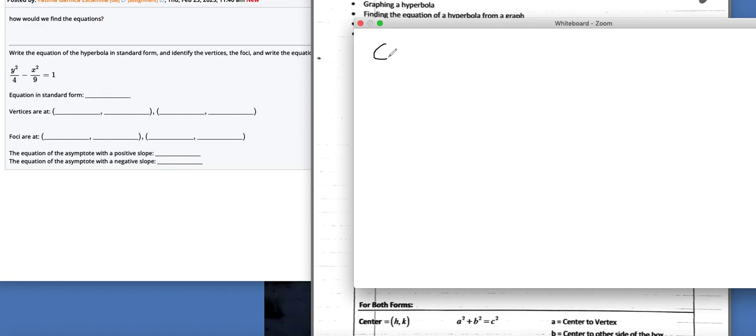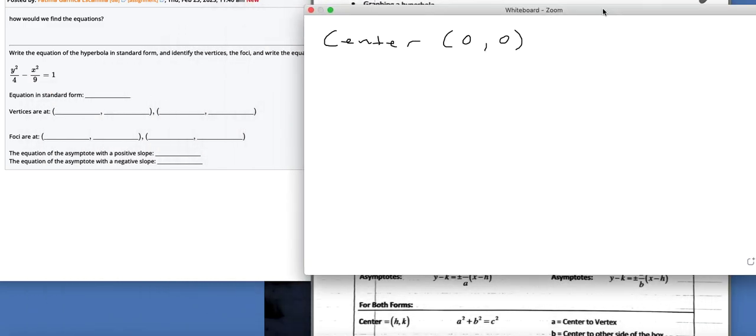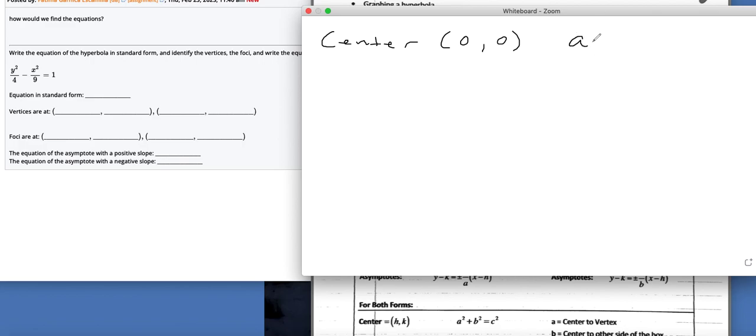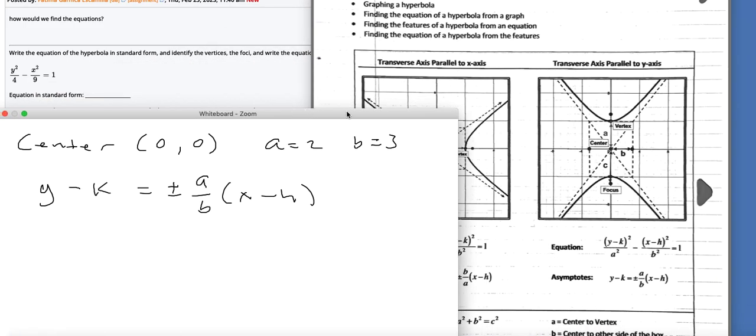The other thing is our center was at 0, 0, which isn't necessarily the case, so I'll show what you do for the ones where that isn't the case. We decided a was 2 and b is 3. And then our formula for this is y minus k equals plus or minus a over b, times x minus h. And again, I'm just getting that from the notes for that style.